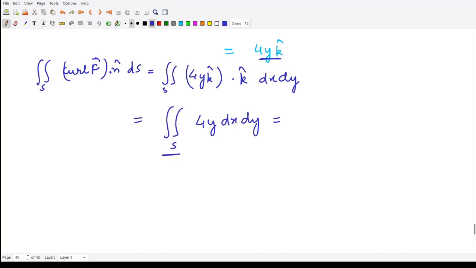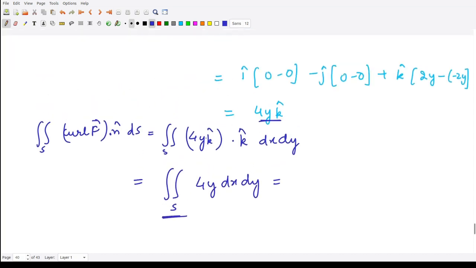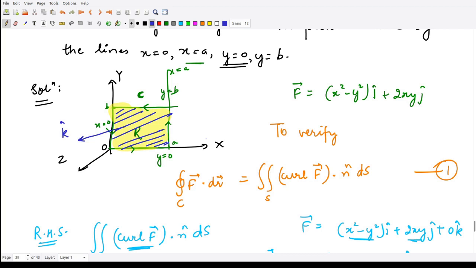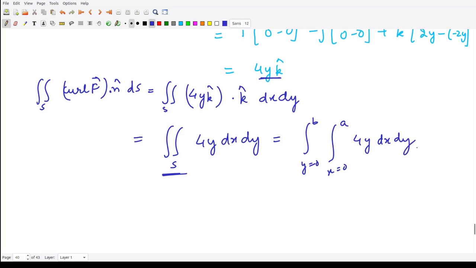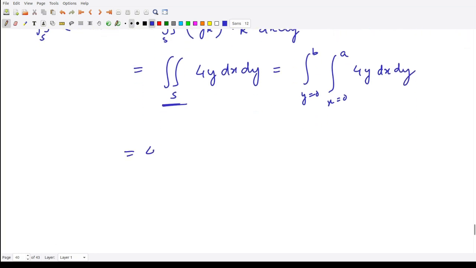And we have to write what are the limits for x as well as y. Now here you can clearly see from this figure the limits for x vary from 0 to the point A, and the limits for y vary from the point 0 to the point B. So your limits of x and y are from 0 to A and from 0 to B for 4y dx dy. So when you solve this, you have 4 outside, y from 0 to B.